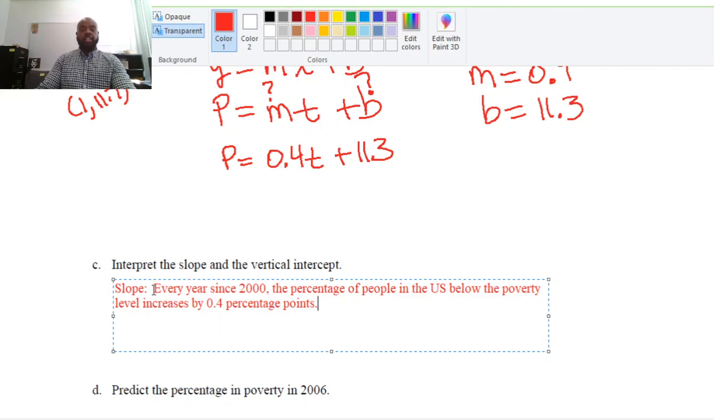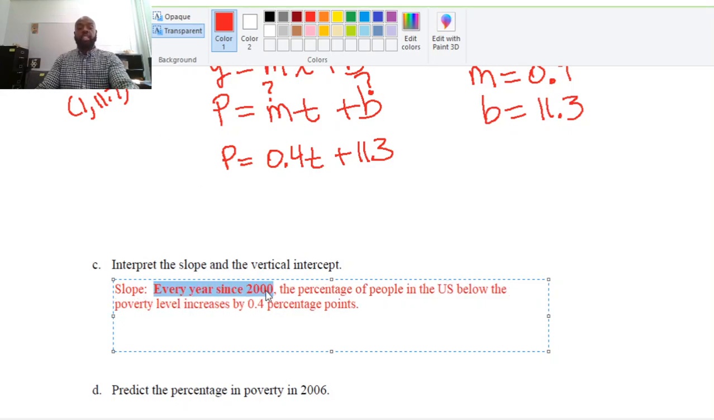Some key things here. You have to say something about the increase or decrease in the 1 unit increase in your input variable. That's why I say every year since 2000, because my input variable is years since 2000. You want to say something about your y value. So I just wrote the words that correspond to what my y value represents. It's the percentage of people in the US below the poverty level. I need to see the word increase or decrease. Okay, so that's bold there. And I need to see the actual value of your slope.